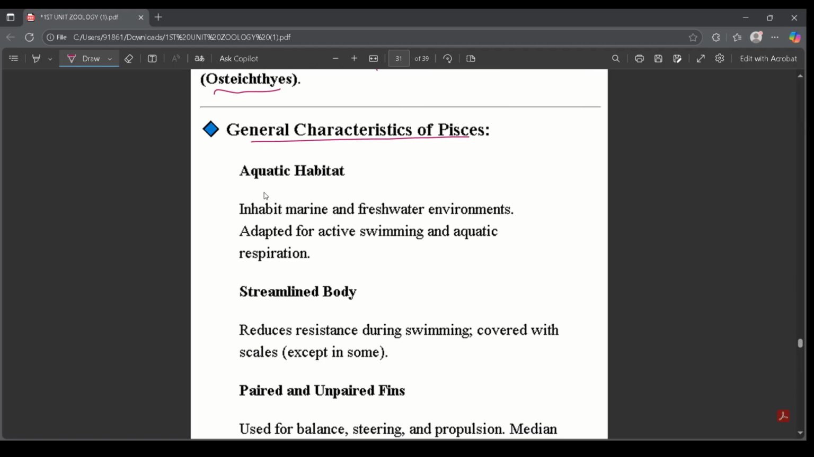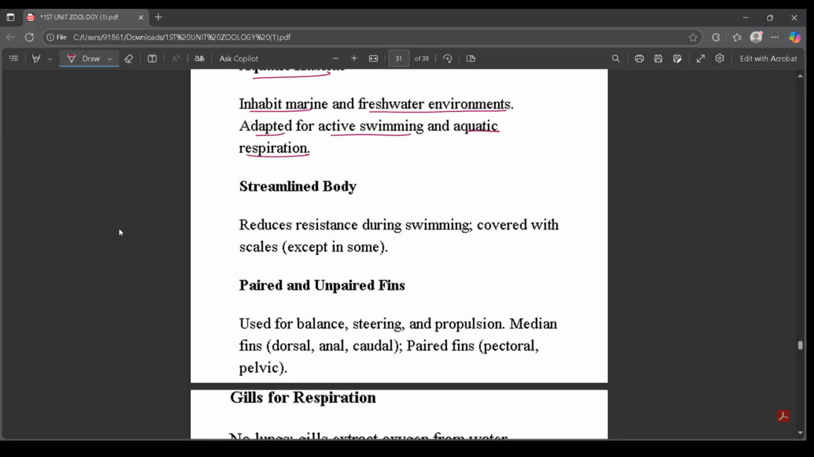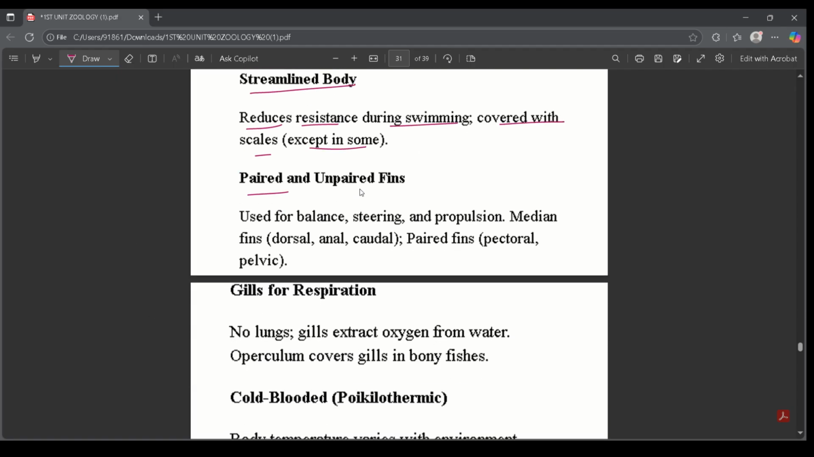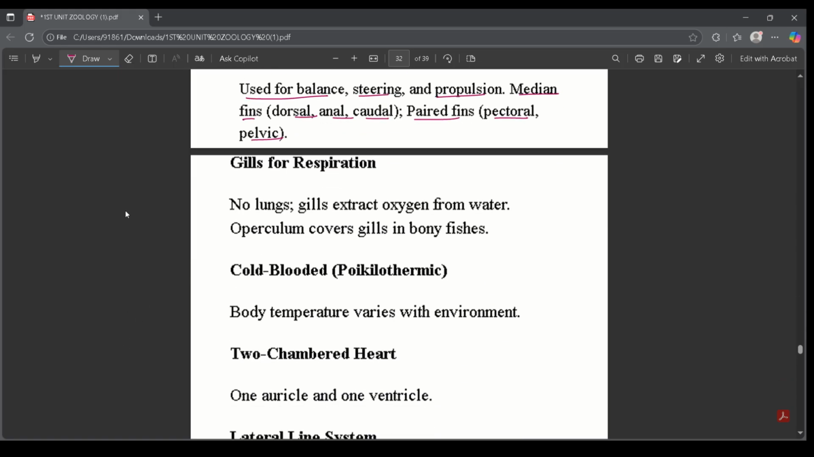General characteristics of Pisces: aquatic habitat. They inhabit marine and freshwater environments, adapted for active swimming and aquatic respiration. They have a streamlined body, which reduces resistance during swimming, covered with scales except in some. Paired and unpaired fins are used for balance, steering, and propulsion. Median fins: dorsal, anal, and caudal; and paired fins: pectoral and pelvic.